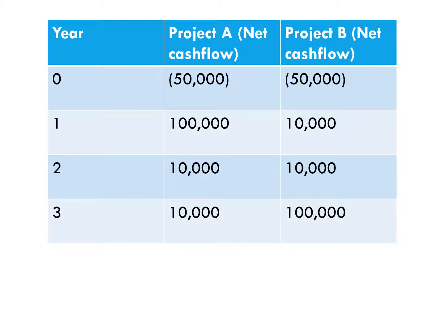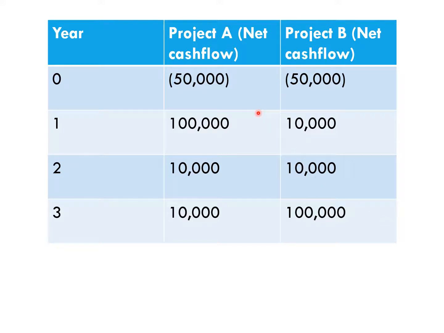Let's contrast that with another example, and here we're going to use average rate of return. What would be the average rates of returns for these two projects? Well, the initial investments are the same, and both returns are 120,000 in total. So they would give the same average rate of return.